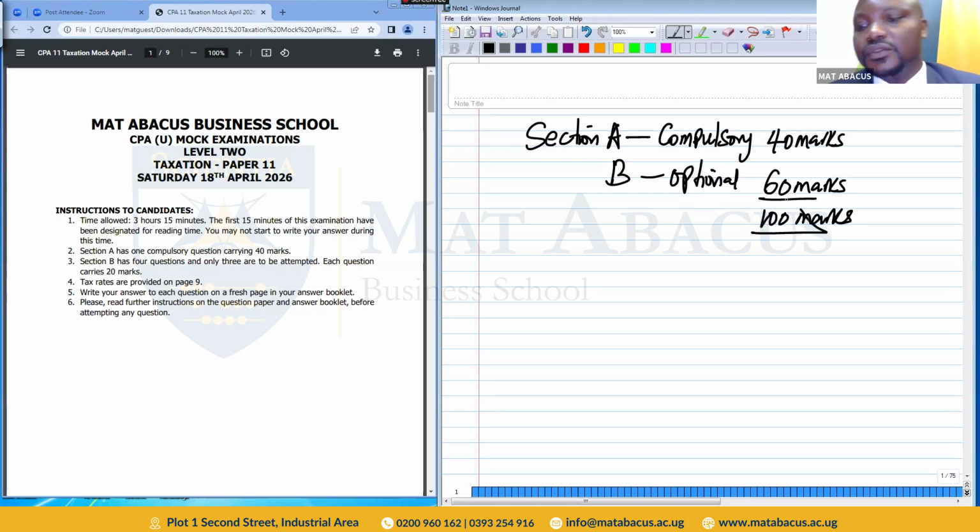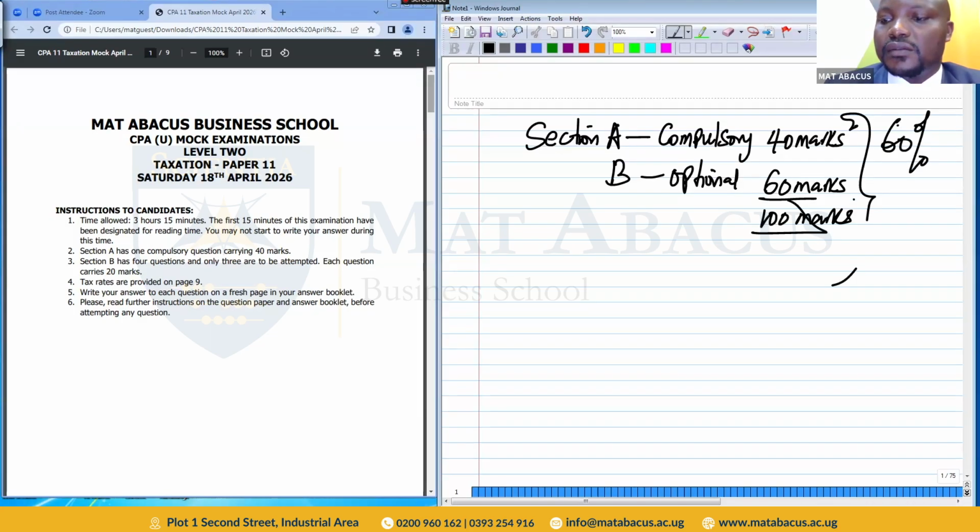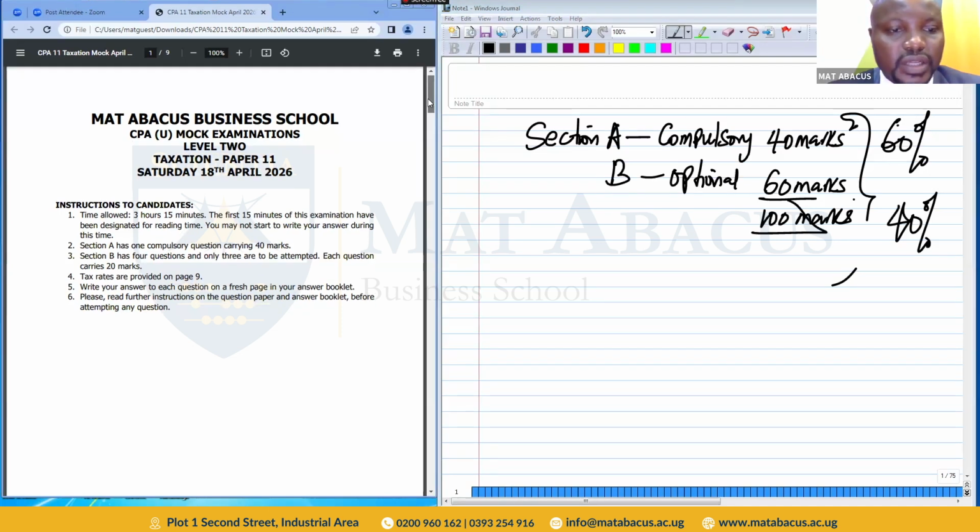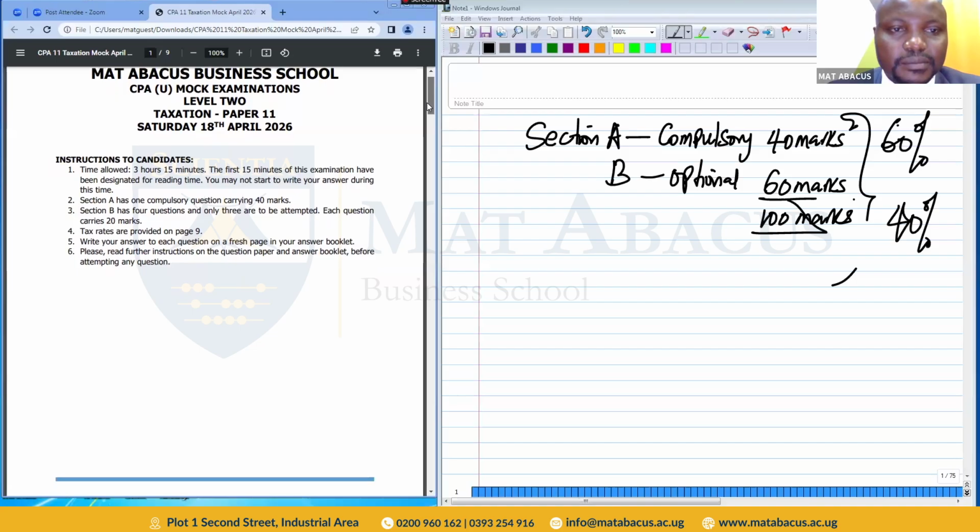The structure of this exam is 60% computational and 40% theoretical. So as you are preparing for this examination diet, always ensure you put effort on those areas. Ensure that you're not only concentrating on computational areas; you need to mix in some theoretical areas to be able to pass the exam.